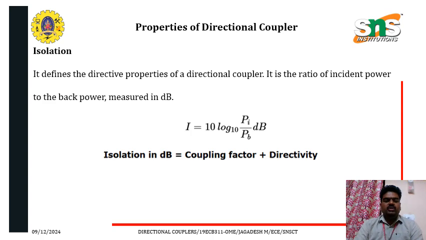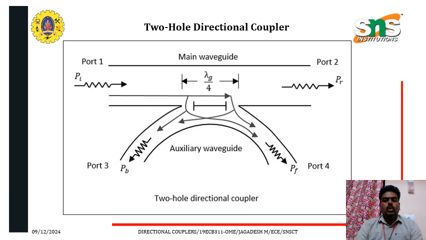What is isolation? It defines the directive properties of a directional coupler. It is the ratio of incident power to the back power measured in dB: I equals 10 log base 10 of Pi by PB in decibels. Isolation in dB equals coupling factor plus directivity. This is the two-hole directional coupler diagram, where we have incident power Pi, received power PR, and PB and PF at ports 3 and 4. Everything is mentioned here.